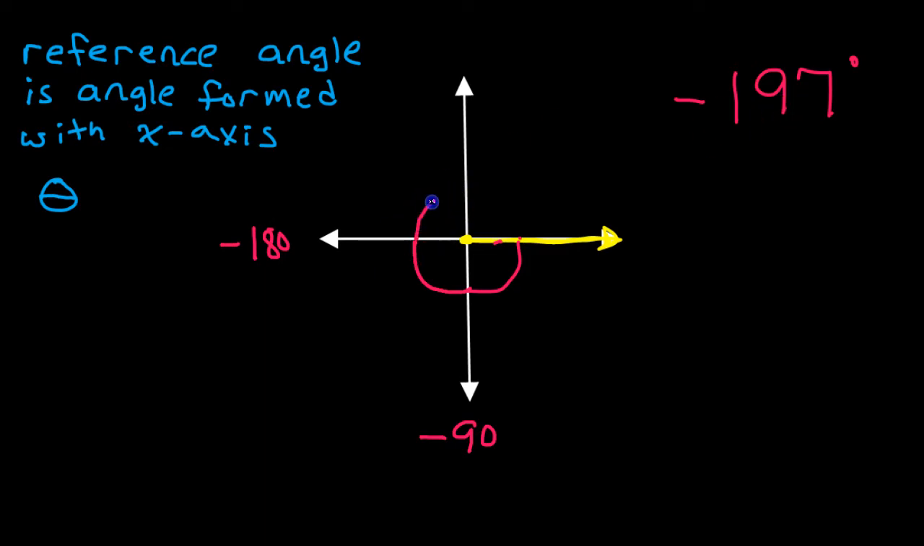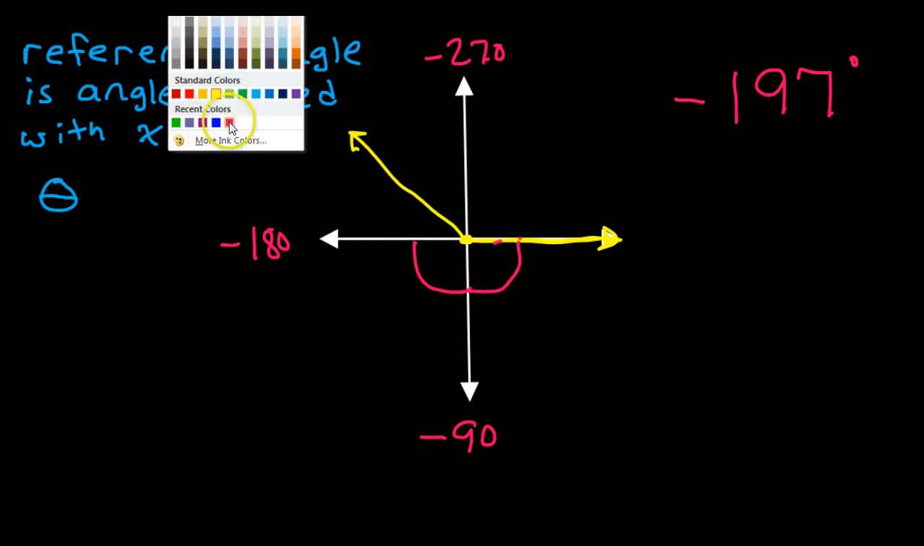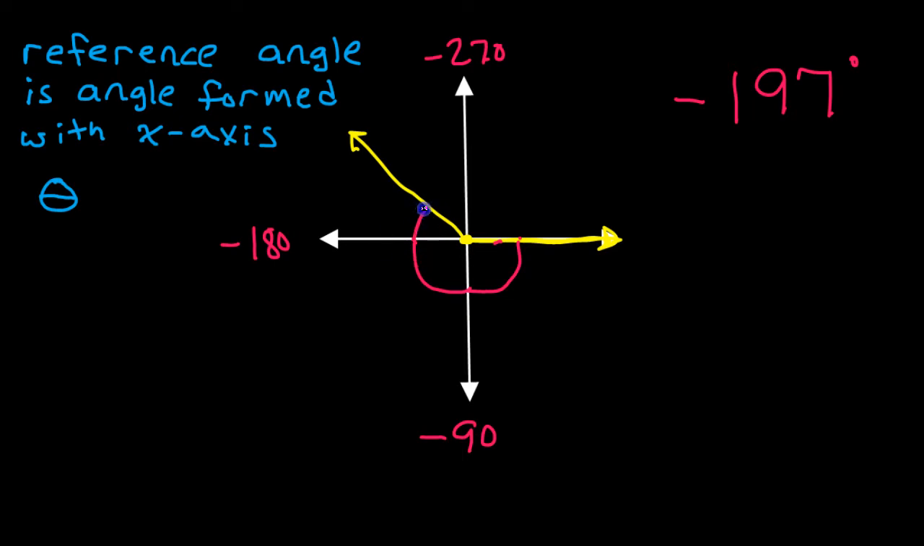In fact, if I were to go this far, that would be negative 270 degrees. And that's too far, so I can't go that far. So that means I need to stop short somewhere in this quadrant. Alright, I'm just going to draw it right here. So somewhere in the second quadrant. Quadrants go 1, 2, 3, 4. So somewhere in the second quadrant is where we have to stop. Okay, so this pink that I've just drawn is negative 197 degrees.